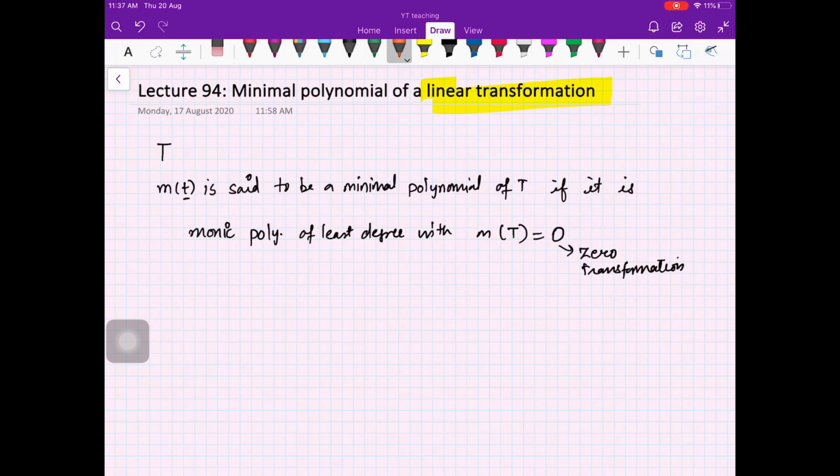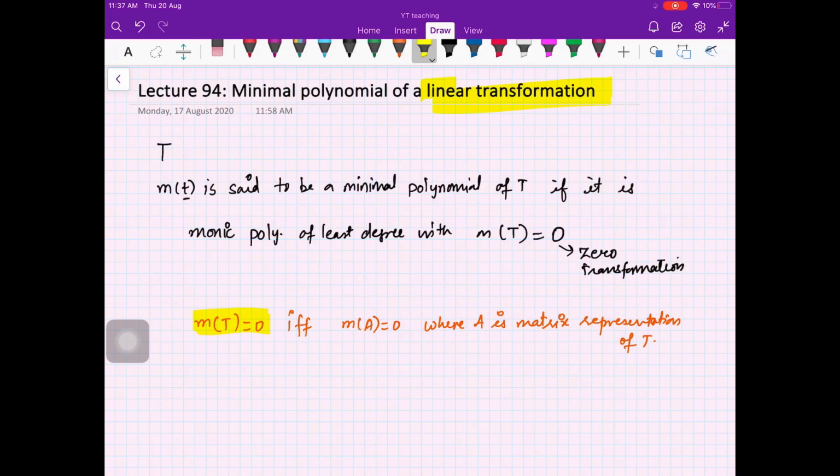But further we know that m(T) equal to 0 if and only if m(A) is equal to 0, where A is the matrix representation of T. Right, so it means that studying the minimal polynomial of linear transformations is equivalent to studying the minimal polynomial of the matrix, which should be a representation of T with respect to some basis of your vector spaces, right?